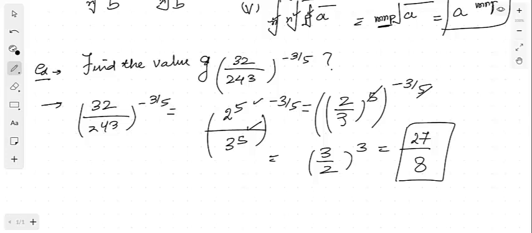So what I did first, I tried to remove this 5 from here by taking 32 as 2 to the power 5 and 243 as 3 to the power 5, right? And after that, I reversed this 2 by 3 as 3 by 2. I've taken the reciprocal to remove the minus sign, and then I got this as the answer.